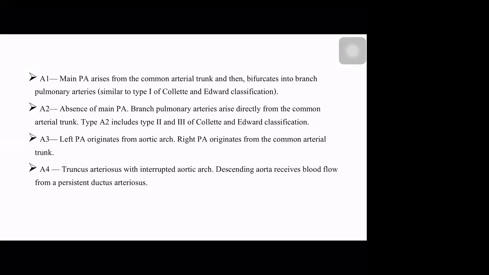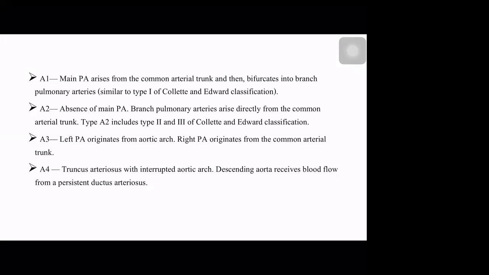In type 2, there is absence of main PA, and the branch PAs arise directly from the common arterial trunk. Now, this branch PA can directly arise from the truncal artery, either from the posterior wall or from the side wall. So it includes both the type 2 and type 3 of Collet and Edwards classification. That is type A2, Van Praag classification.